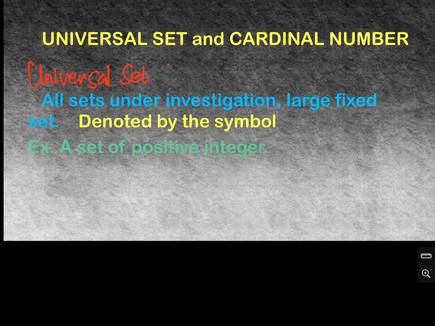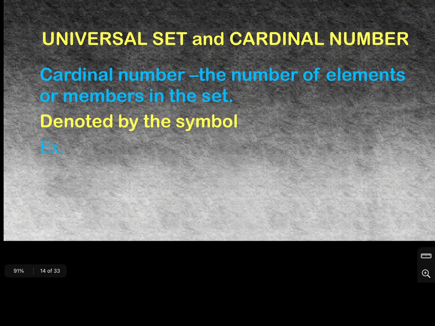Universal set, all sets under investigation, and the elements there are a large fixed set. It is always denoted by the symbol capital U. Example, a set of positive integers. So capital U, positive integers are those that start with 1, 2, 3, 4, and so on, or any number coming from positive integers. That's universal set.